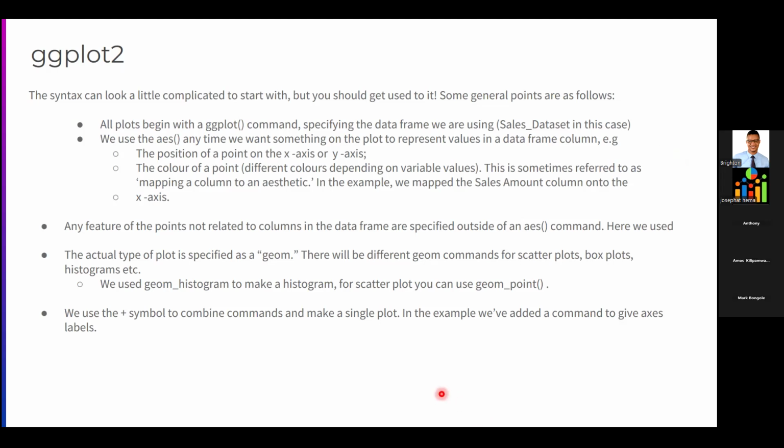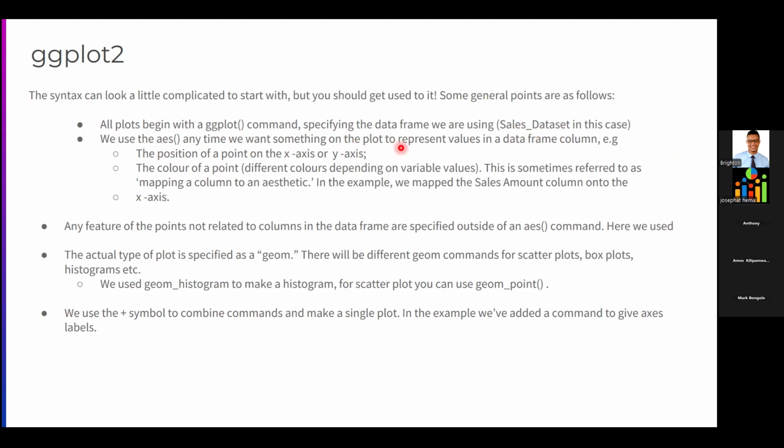So as I mentioned earlier, all ggplots begin with a ggplot command. This actually is the first command that you begin with, and you also need to specify the data frame that you are using. In this case, we are using the cells_dataset, and we use aes anytime we want something on the plot to represent a value in a data frame column.